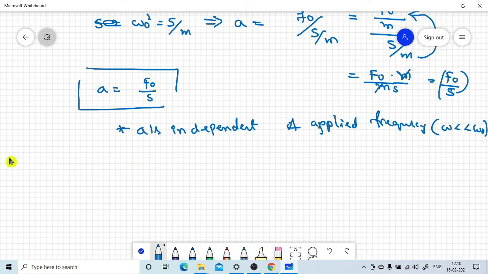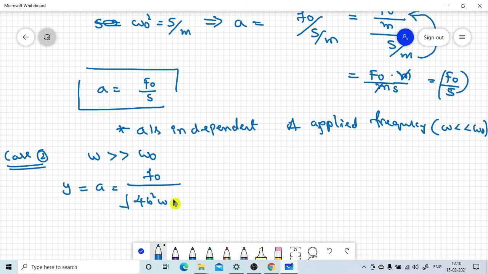Now I can go to case 2. Case 2 means omega is very greater than omega naught, so the applied frequency is very greater than the natural frequency. Then what will happen? The amplitude, y, I take from the standard equation: f naught divided by the square root of 4b square omega square plus omega square minus omega naught square, whole square.